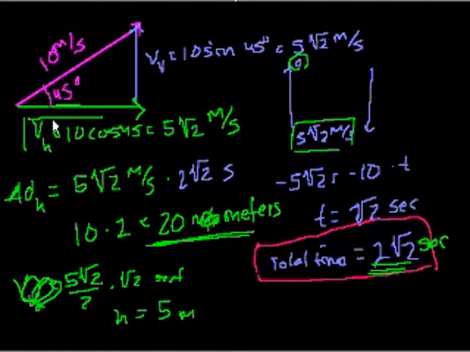So that's pretty neat. If I throw something at 10 meters per second at a 45-degree angle, its maximum height is going to be 5 meters, and it's going to go 20 meters.